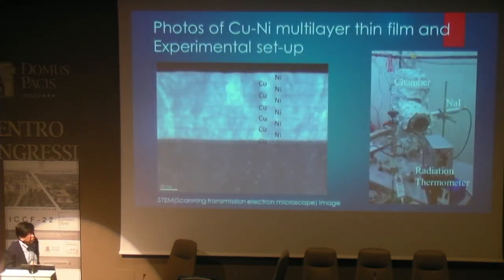Okay, this is a photograph of the copper-nickel multilayer thin film and the experimental setup. This is an image of STEM, scanning transmission electron microscope. You can see that the copper and the nickel are fabricated like this. And we have about a 10-liter vacuum chamber. And also we have a radiation thermometer, and the gamma ray detector is located like this.